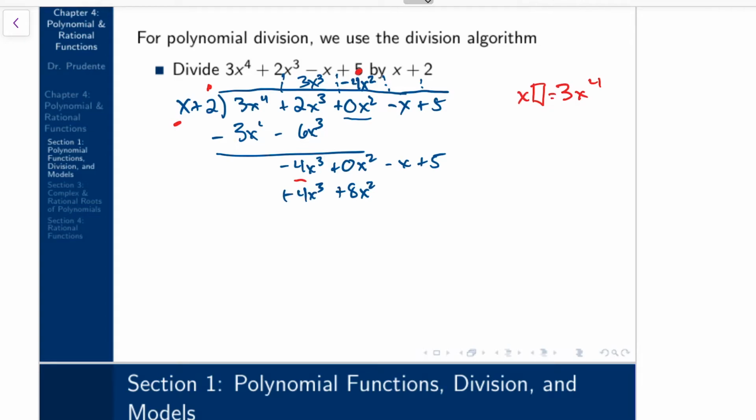Right? I want to switch my signs. That's the same as having that negative and subtracting, and I'll combine everything. So 8x squared minus x plus 5. And again, I do everything over again.